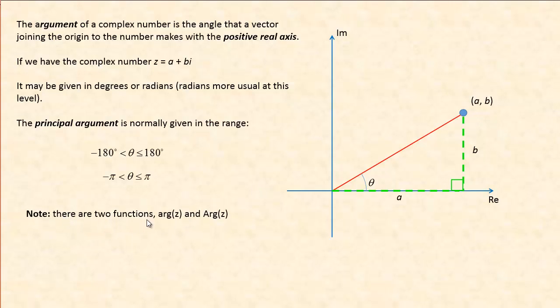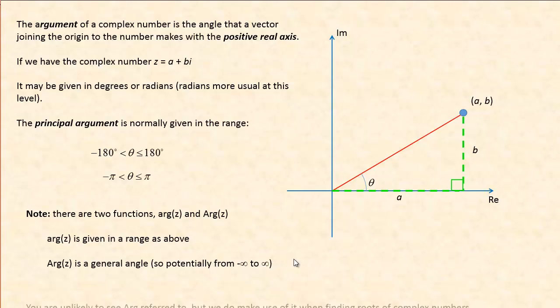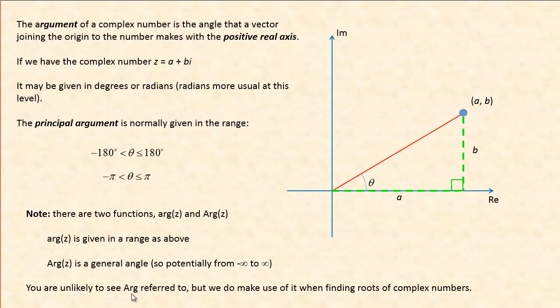Note, there are two functions, arg with a small a and Arg with a big A. arg z is given in a range as above. So arg with a little a is the principal argument of the complex number. Arg with a big A is a general angle, so potentially that could go from negative infinity to infinity. You are unlikely to see Arg with a capital A referred to, but we do make use of it when finding roots of complex numbers, as we'll see later on.